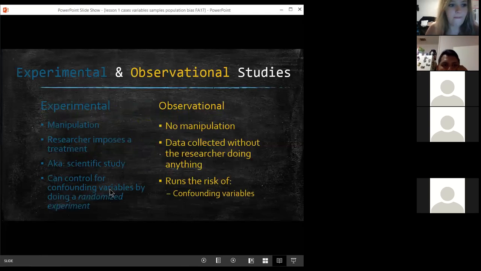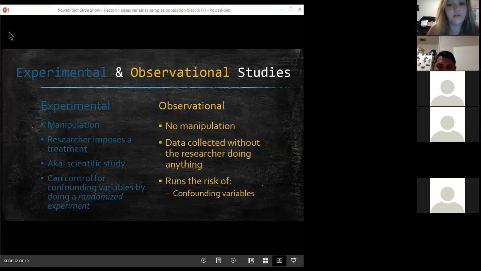All right, so we have different types of studies depending on what we're doing with the variables. We have experimental studies, and we also have observational studies. Experimental studies are those in which the researcher imposes some sort of treatment. They're manipulating the variables. We also call it a scientific study. So this would be, let's say they're doing a study on rats, and they feed half the rats a certain type of food, and the other half a different type of food. That would be an experiment, because they're imposing a treatment upon them. They're imposing what type of food they're getting.